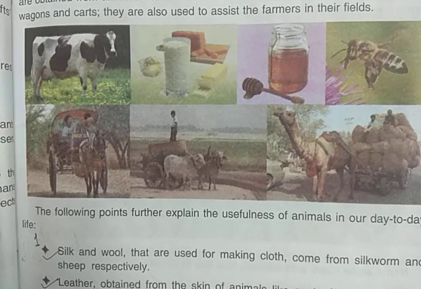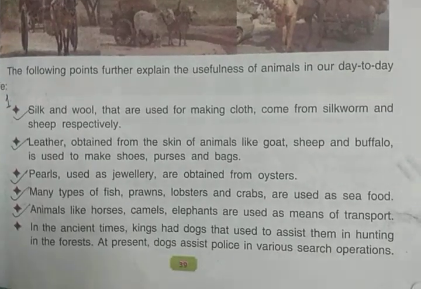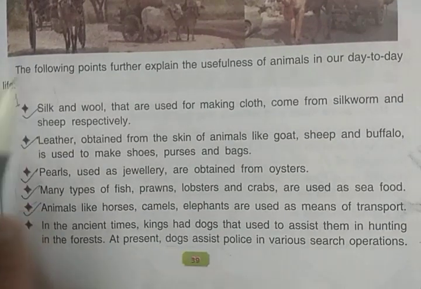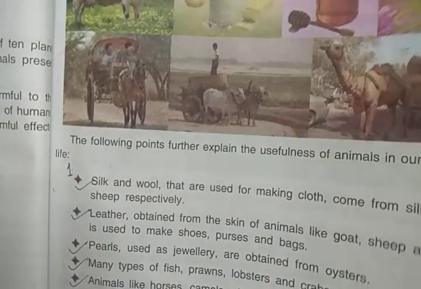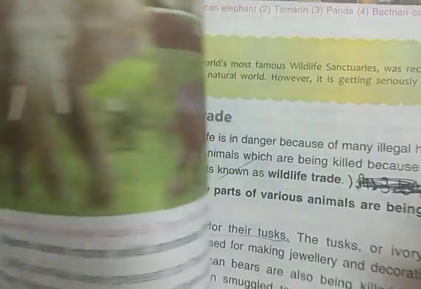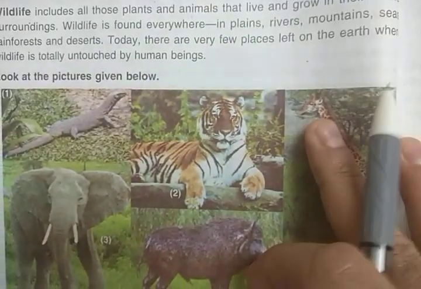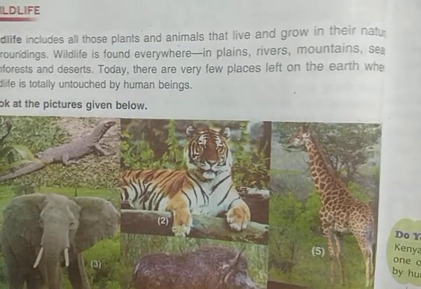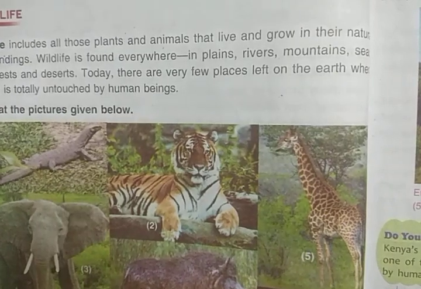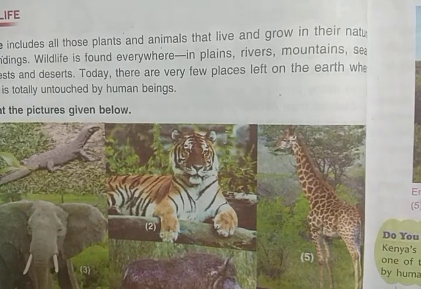And we have also discussed their usefulness in our day-to-day life, like we get silk and wool from silkworm and sheep, we get leather from animals, pearls, and there are animals which are used as means of transport, and we also use the cow dung to prepare compost, which is used in the field, which helps the crops to grow better.